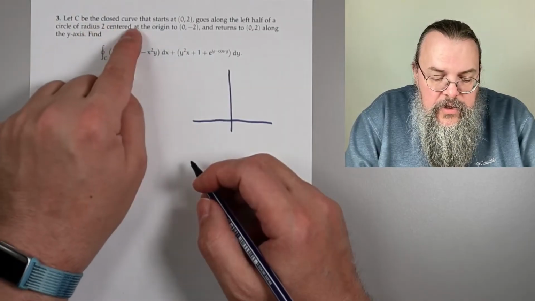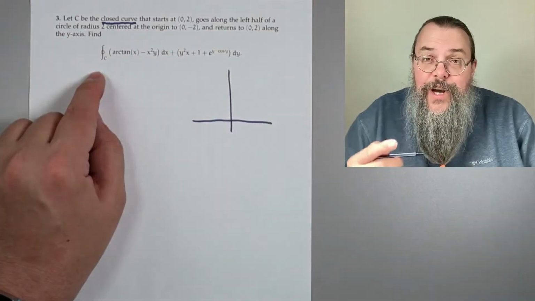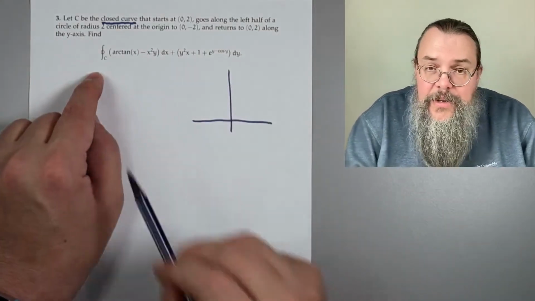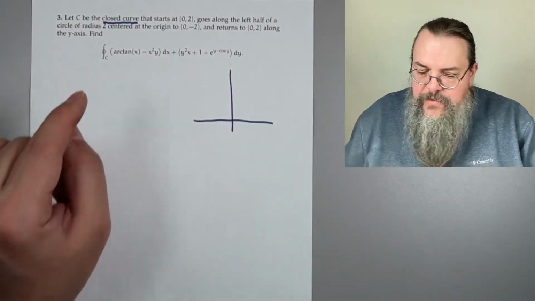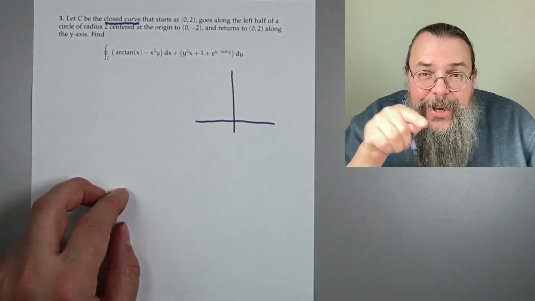So C is a closed curve. And by the way, the closed curve just means it starts and stops at the same point. There's another thing that says it's a closed curve. See that little circle there in the integral? That's around a closed curve.